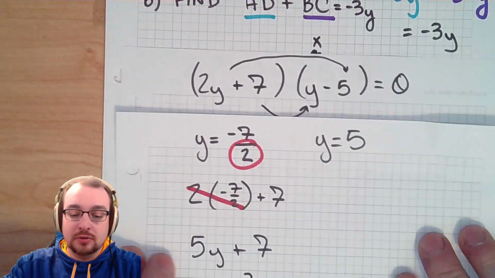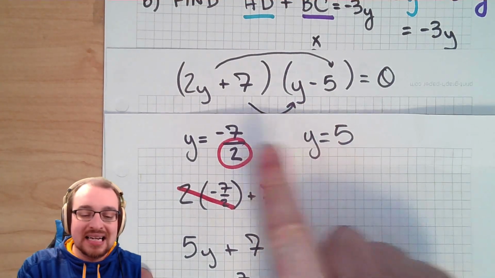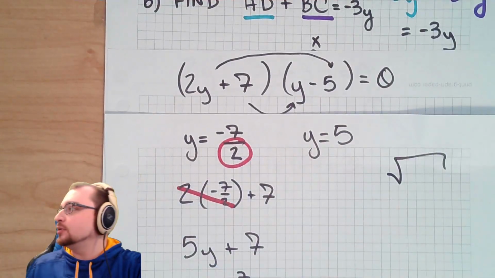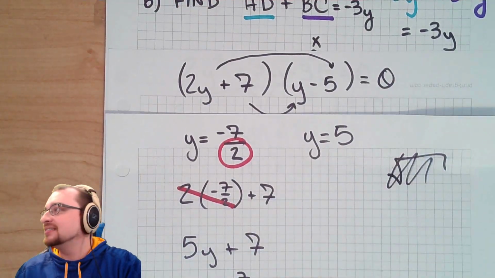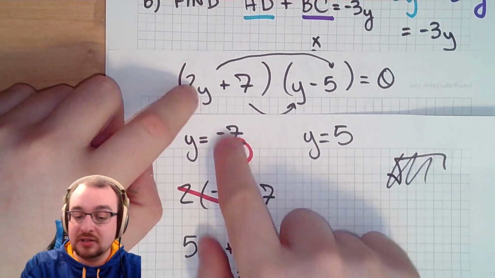So here are 2 roots, our 2 zeros, right? 5 gets us 0 here, so it's a root. And negative 7 halves is a root. Not to be confused with this type of root, square roots, right? Different thing. So this root gets us 0 here because when we times it by 2, we get negative 7 plus 7.